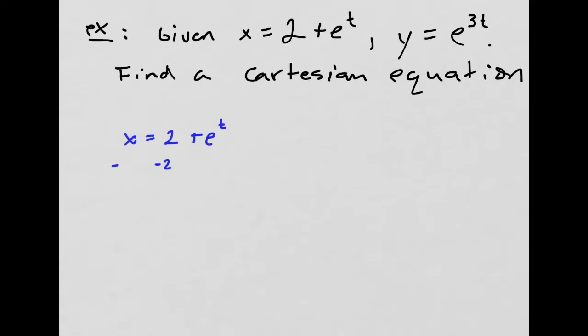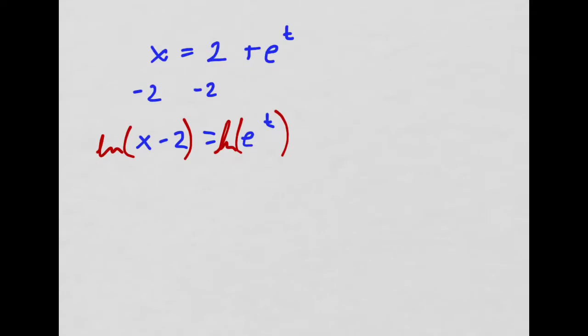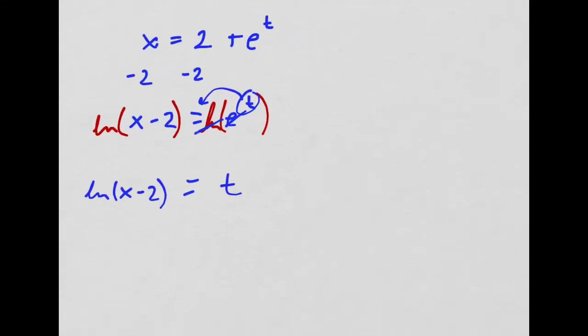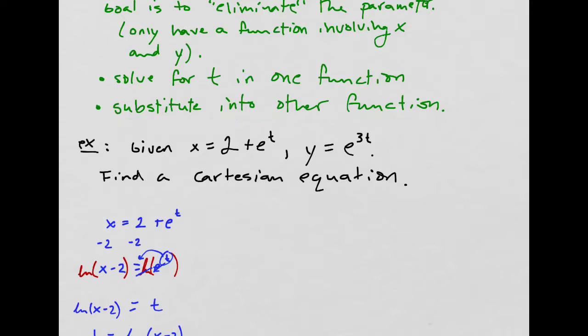And that means I'm going to subtract 2, and then take the natural log of both sides. Because anytime I have a variable that I want to solve for, and it's in the exponent, I can use logs to get them down. So that can move out front, but the natural log of e is just 1. So that gives me t on that side, and then ln of x minus 2. So that's what t is, ln of x minus 2. That was the first part, solve for t. Now substitute that into the other function.